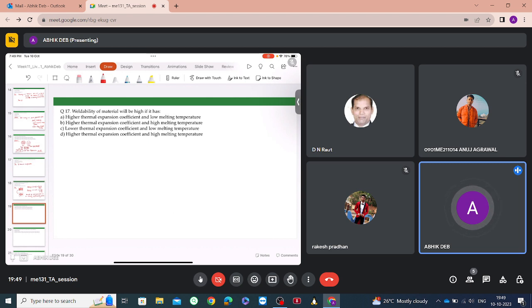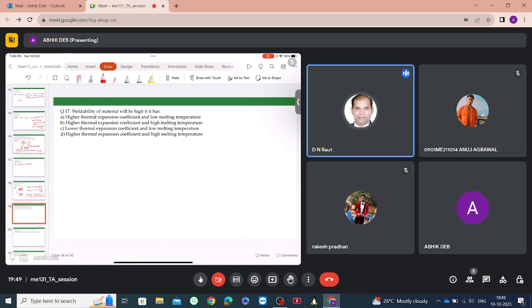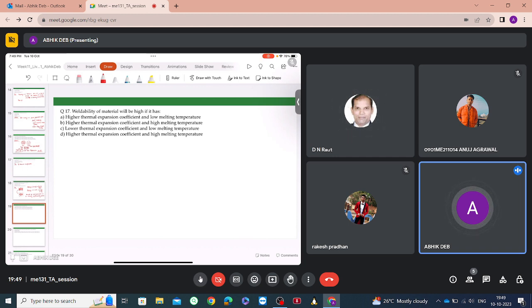Now, coming to the next problem: weldability of the material will be high if it has which of these properties? First, can you tell me what weldability is? What does weldability mean in one sentence? Is prone to weld. Yeah, so the ease of welding, you can say. Ease of welding. So which of these, thermal expansion and low melting temperature, which values will facilitate the welding process?